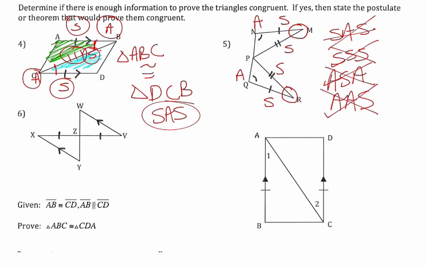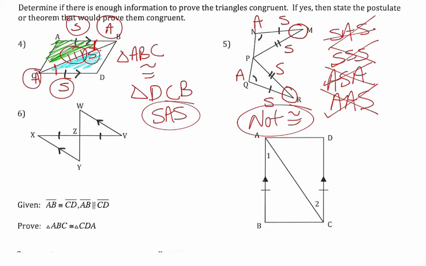So I'm saying there's none of those four theorems that are going to work. So I'm going to say these two triangles are not necessarily congruent. And that's how we're going to use these theorems. So what I like to see, like in example number 6, is parallel lines.